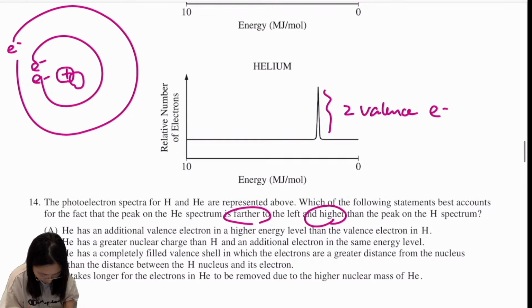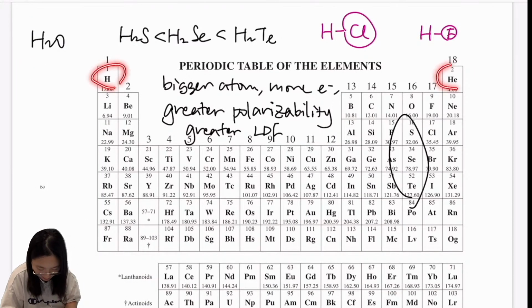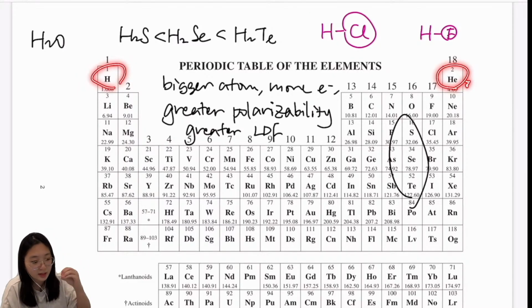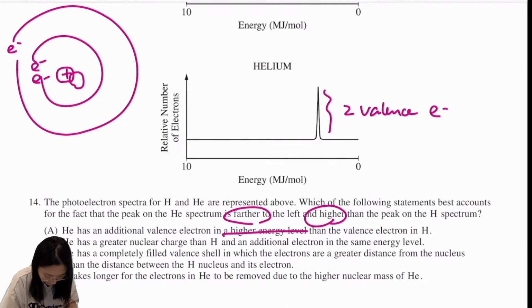Helium has an additional valence electron in a higher energy level. Okay, so this part is not right. Helium and hydrogen are both on the first energy level, n equals 1. So higher energy level is not right. A is not right. B, helium has a greater nuclear charge than hydrogen and an additional electron in the same energy level. So B is the right answer.